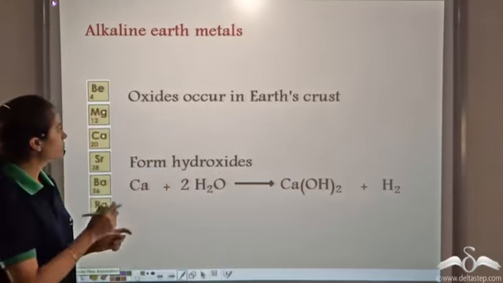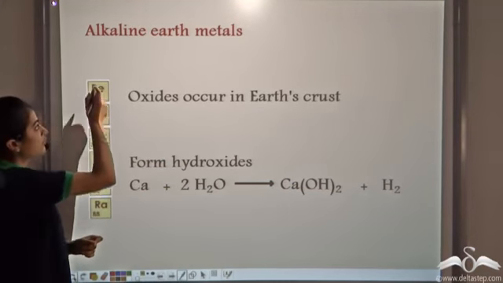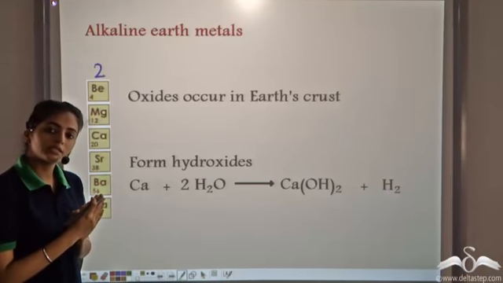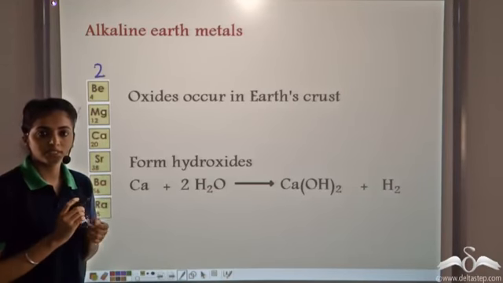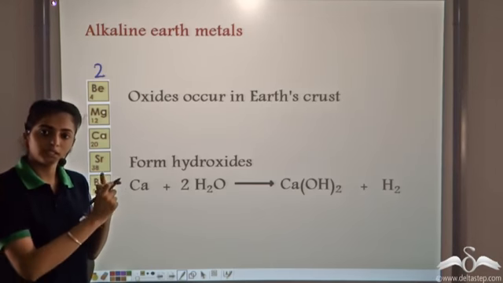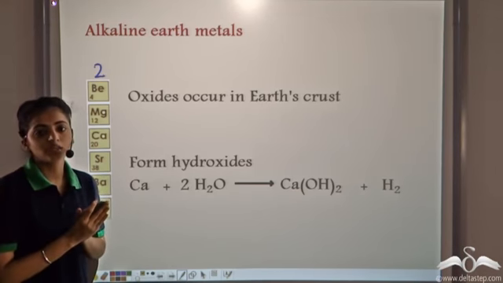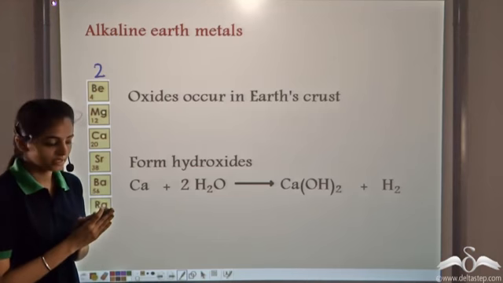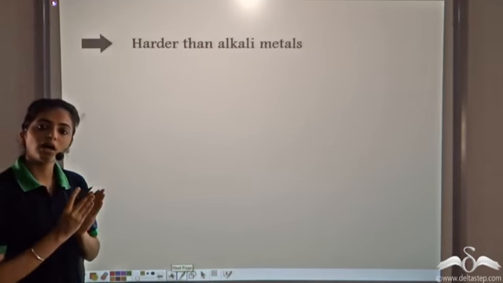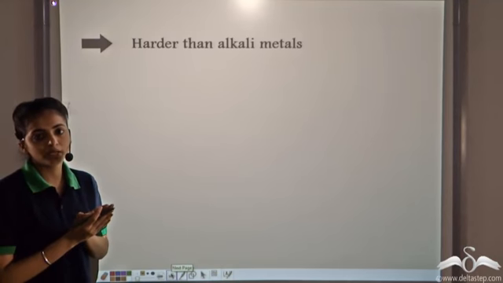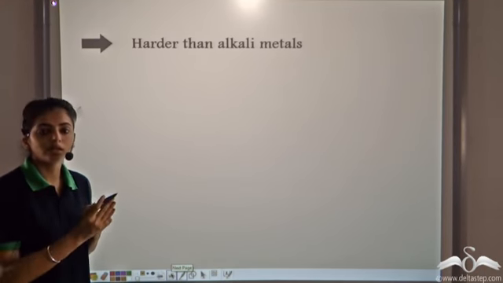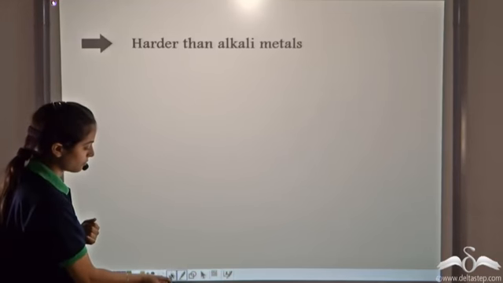So the elements belonging to group 2 have two valence electrons. So they can easily lose these two valence electrons. Thus, these elements are metals. Since the oxides of these metals are found in the earth's crust, these metals are known as alkaline earth metals. Some properties of these metals are that they are harder than the corresponding alkali metals. Alkali metals are very soft. Alkaline earth metals are harder than the alkali metals.